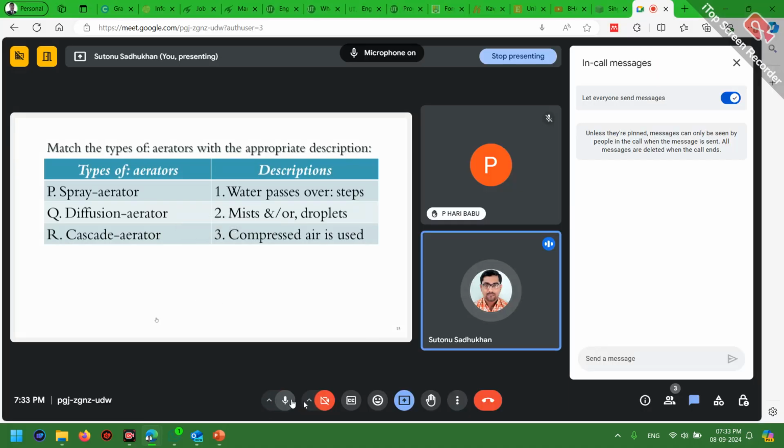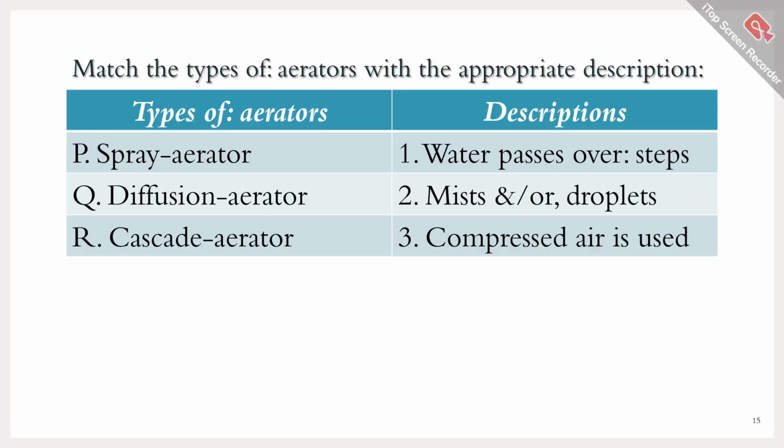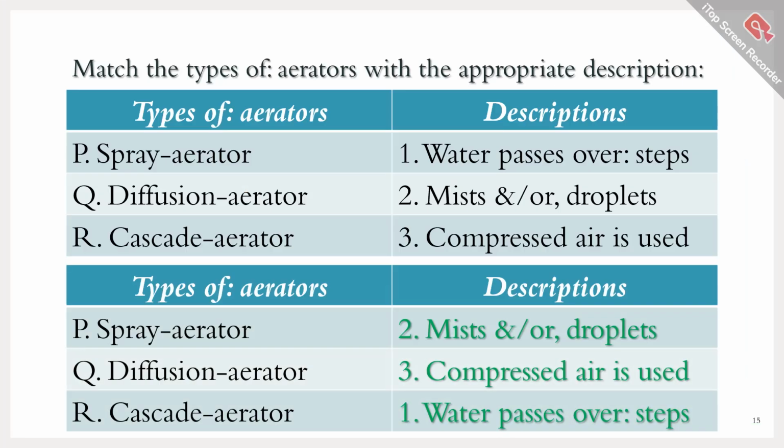You're not able to answer yet. Okay, we'll proceed with the answer. So the answer is 231. That means spray aerator generates mists and/or droplets. Diffused aerator is something where compressed air is used for the purpose of aeration, and cascade aerator is something where water passes over the steps.